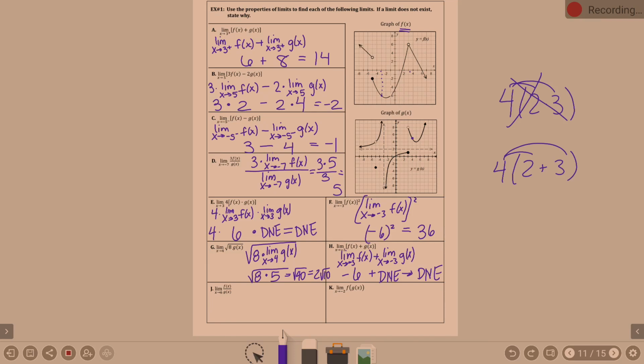Okay, 2 more. Division. So limit as x approaches 6 of f divided by the limit as x approaches 6 of g. I need to mix things up. They keep doing f and g, then g. Okay, limit as x approaches 6.